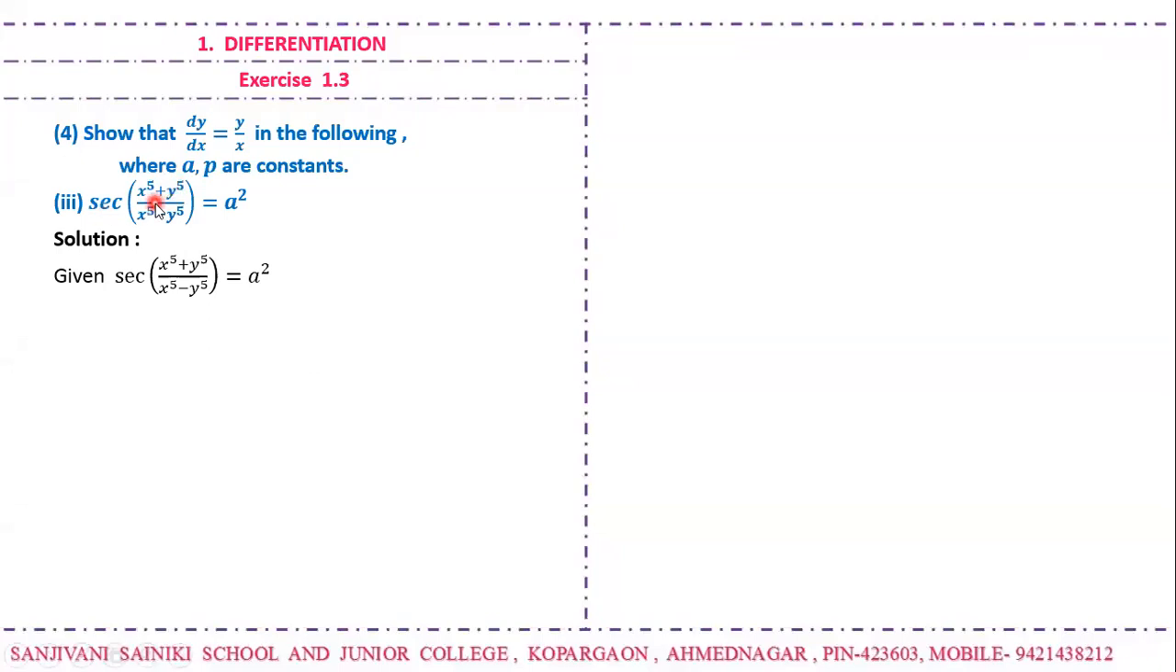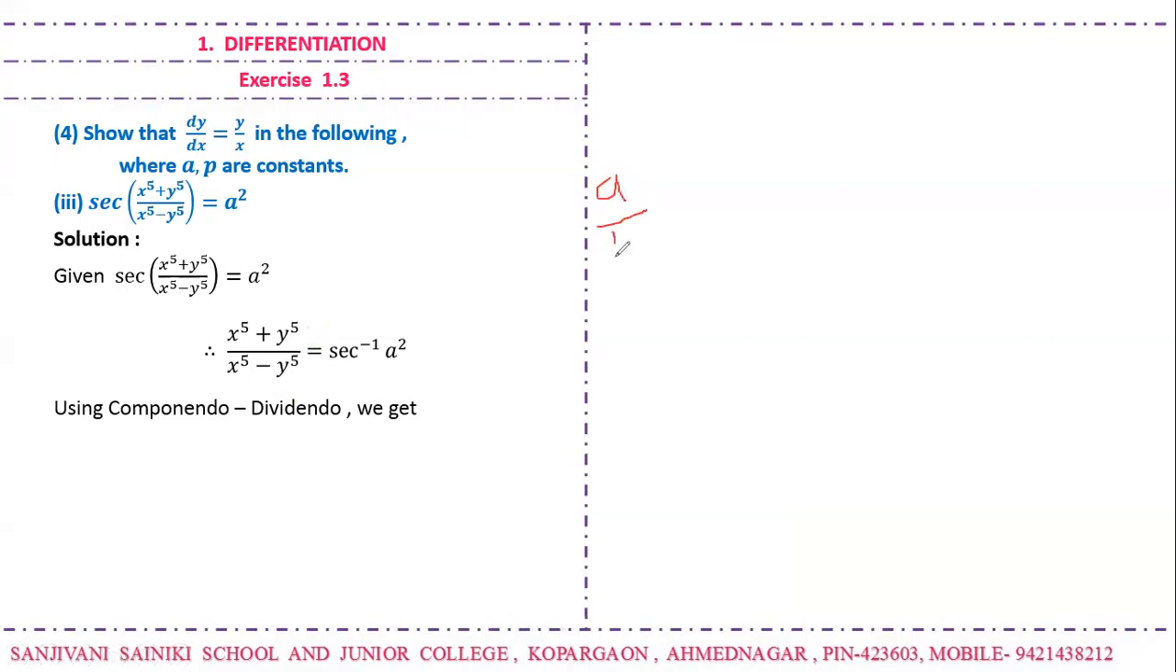Sec inverse of (x raised to 5 plus y raised to 5) upon (x raised to 5 minus y raised to 5) is equal to a square, and we have to show that its derivative is y by x. Now take this sec to this side, we get sec inverse of a square. Then (x raised to 5 plus y raised to 5) upon (x raised to 5 minus y raised to 5). Then using componendo and dividendo. What is componendo and dividendo?